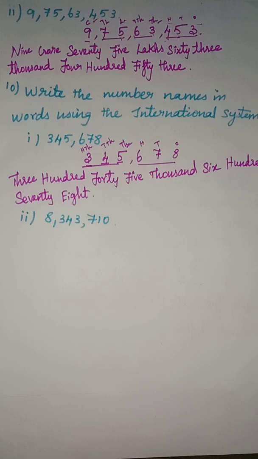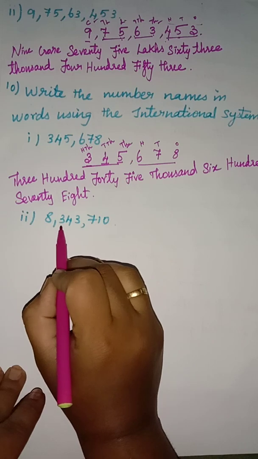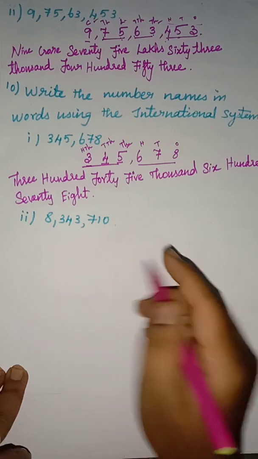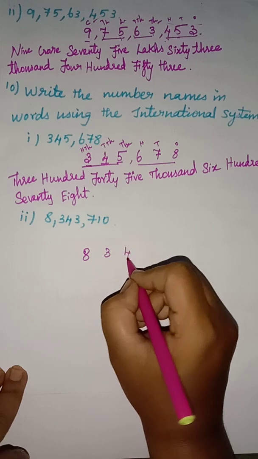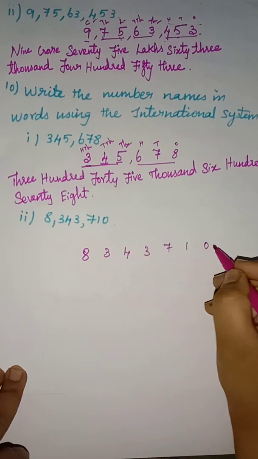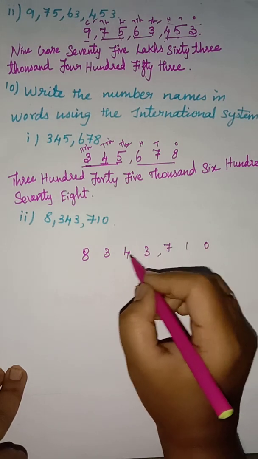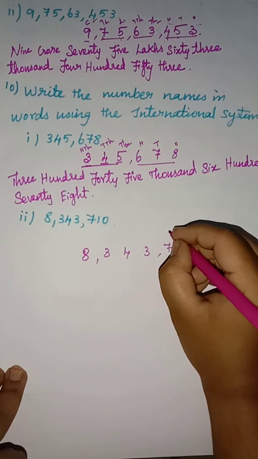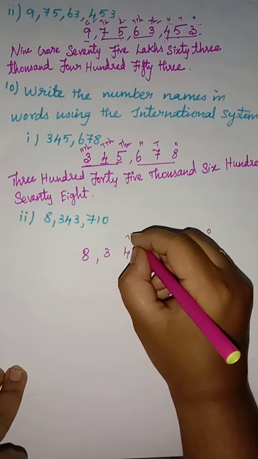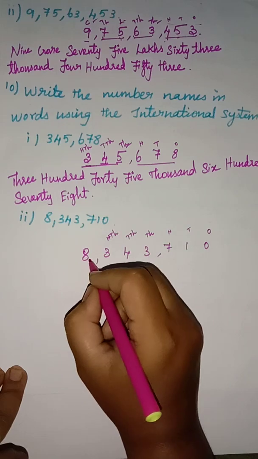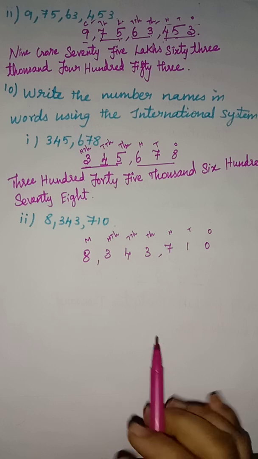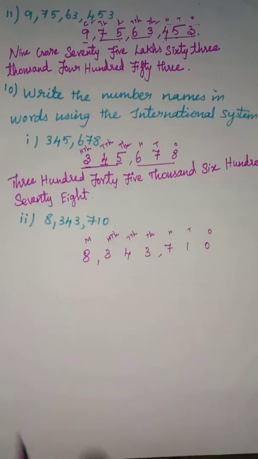Very simple. Okay, now the second sum: 8,343,710. So the first step, we have to take and write it in brief: 8, 3, 4, 3, 7, 1, 0. Now we have to put the commas: 1, 2, 3, comma, 1, 2, 3, comma, 1. Okay, now the place value: ones, tens, hundreds, thousand, 10,000, 100,000. Here million. Million comes only in the international system. Keep it in mind. After 100,000, it will be million.